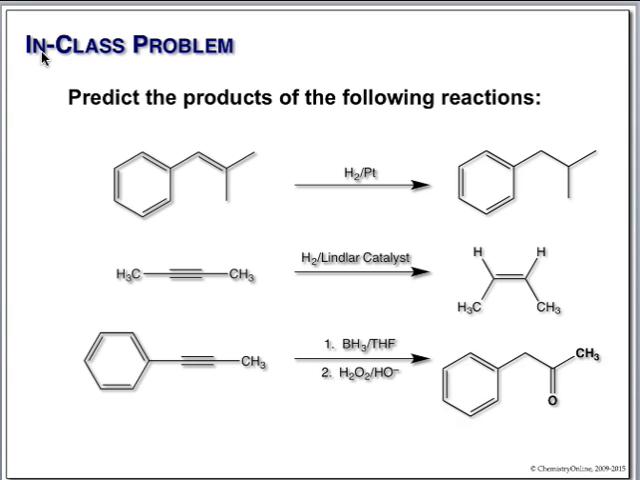Anti-Markovnikov enol, tautomerize to the carbonyl. Any questions? Any questions on any of these three before we move on?